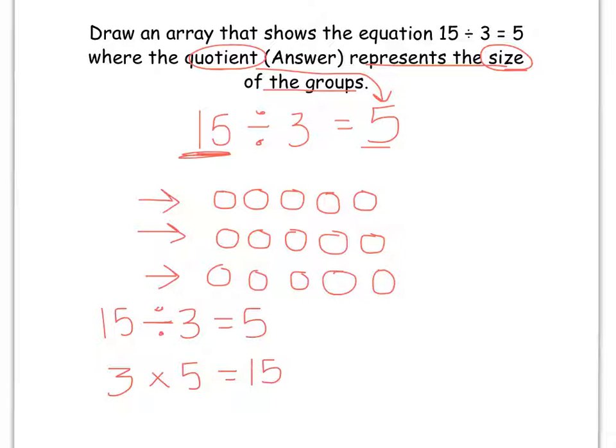3 groups of 5, or 3 rows of 5, equals 15. And in both cases, for both of these problems, my 5 represents the size of the groups. 5 counters are in each group. When I divide 15 counters into 3 groups, I have 3 groups of 5. So in both equations, 5 still represents the size of my groups.